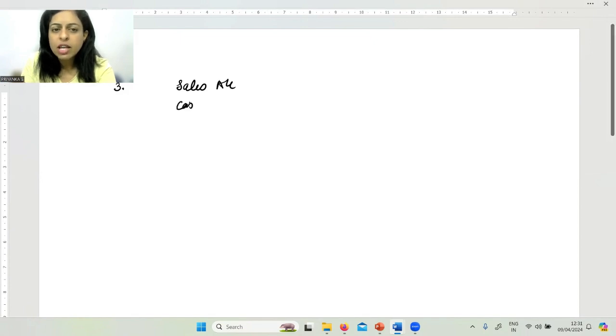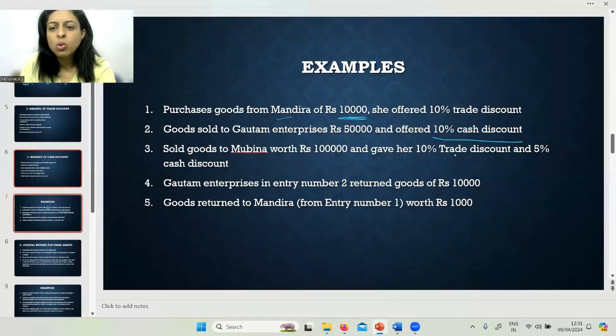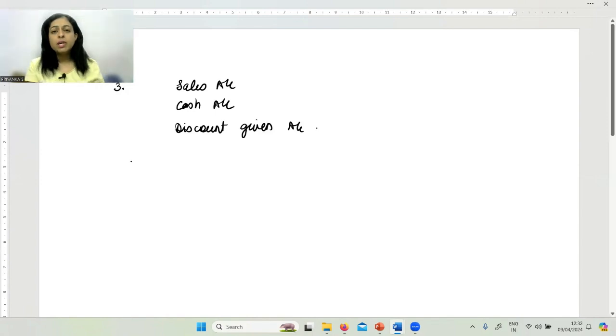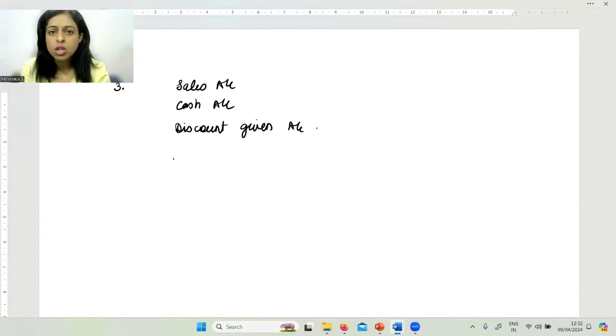So I will write here: the second account will be cash account. And I don't need a trade discount account, right? But I definitely need a cash discount account. So discount given account. Again, it is sales discount. So I'm writing discount given account. Now the question will be how to write the amounts, right? The amount is very crucial in this particular example.